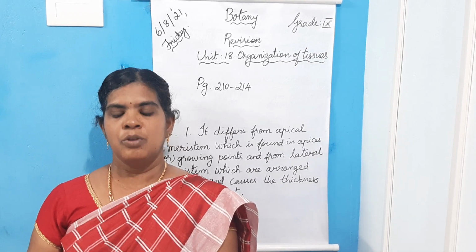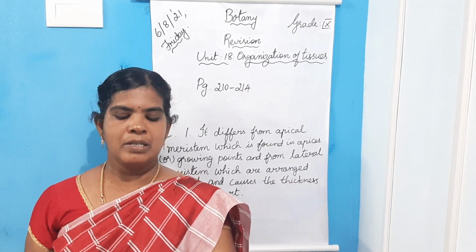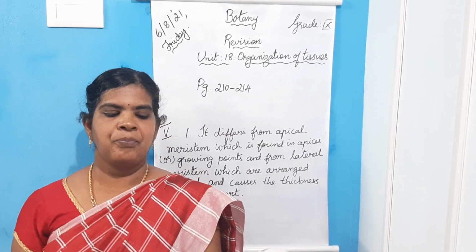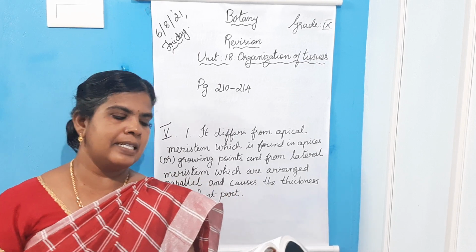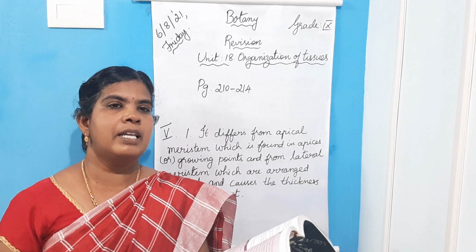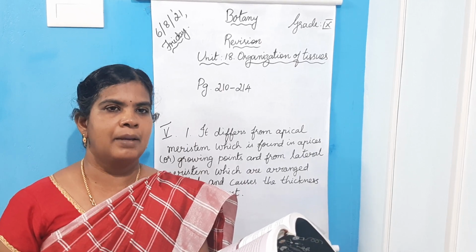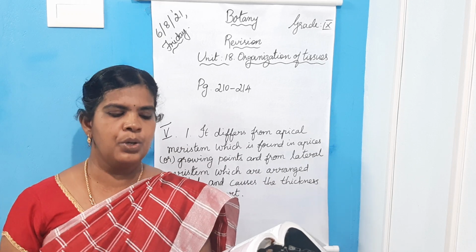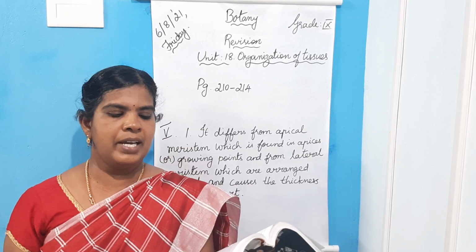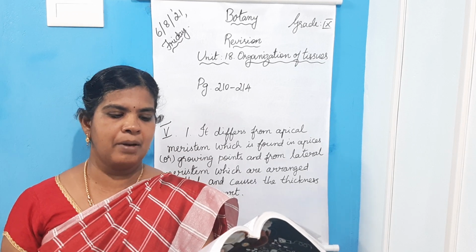Now children, all turn to page 223. Book back questions. All turn to page 223. First one, choose the correct answer. The tissue composed of living thin-walled polyhedral cells is parenchyma.